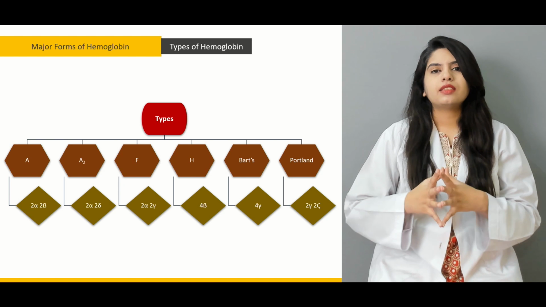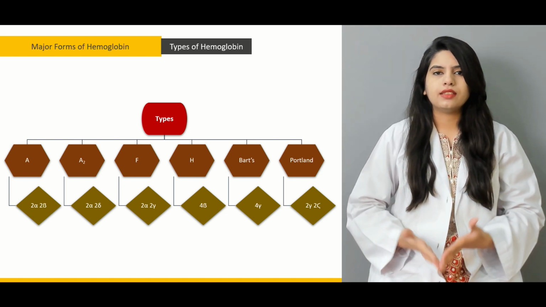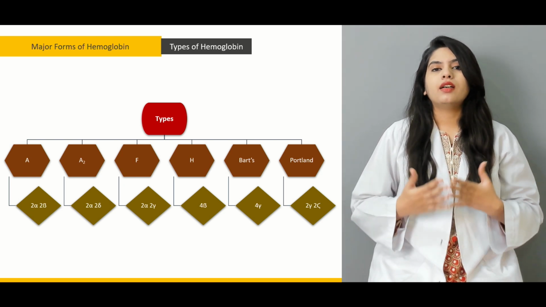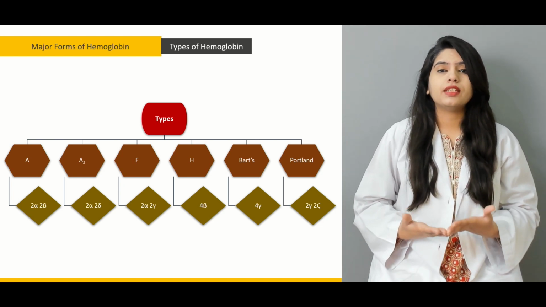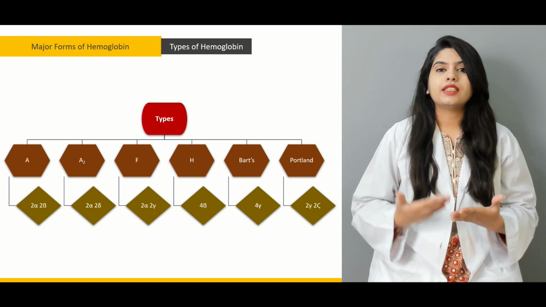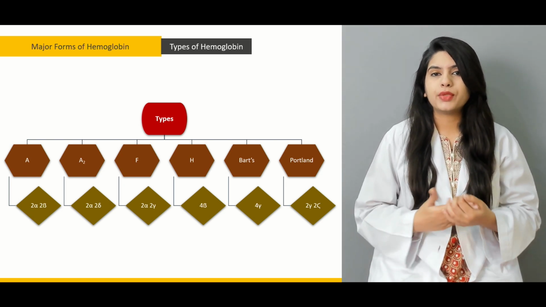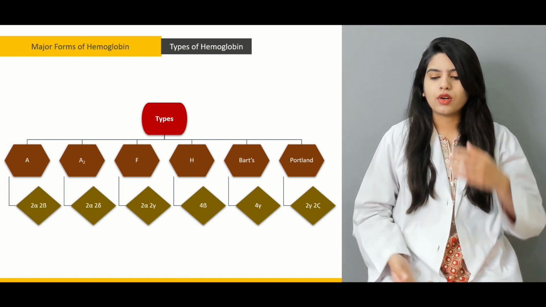So these are some types of hemoglobin that are present either in a normal person or in a person suffering from thalassemia. And also, by knowing what type of hemoglobin chain is present inside the person, we can distinguish the type of thalassemia a person is suffering from, and then treat accordingly.